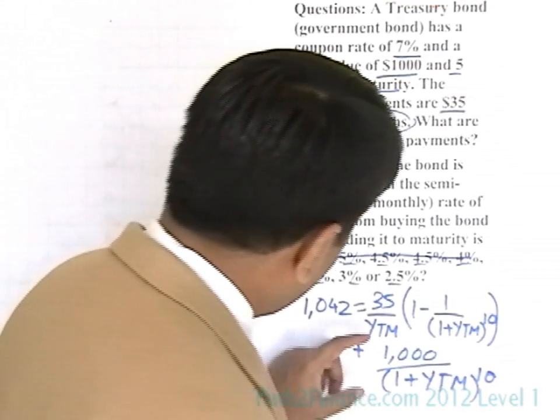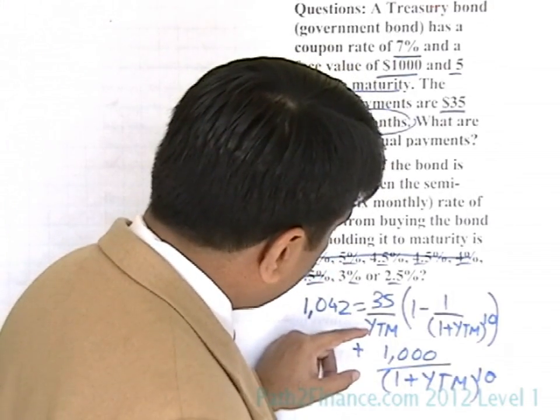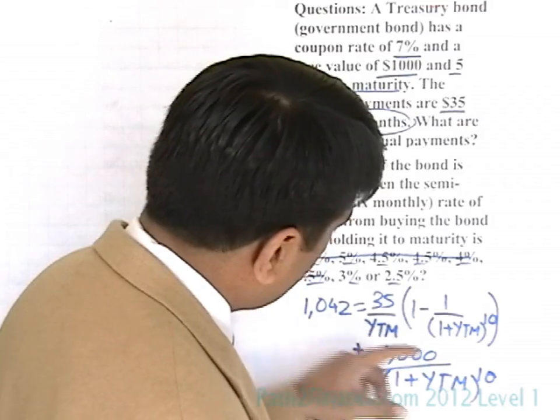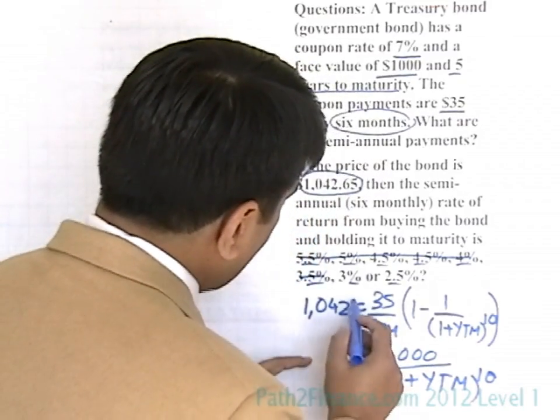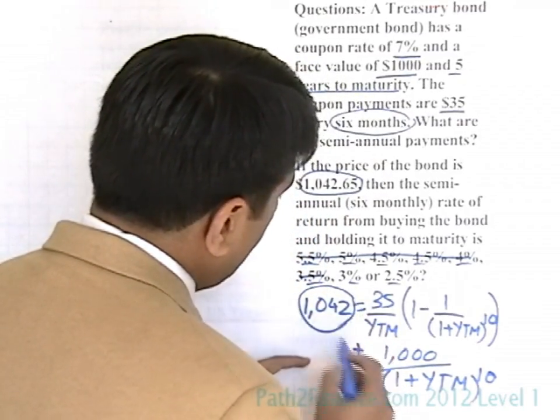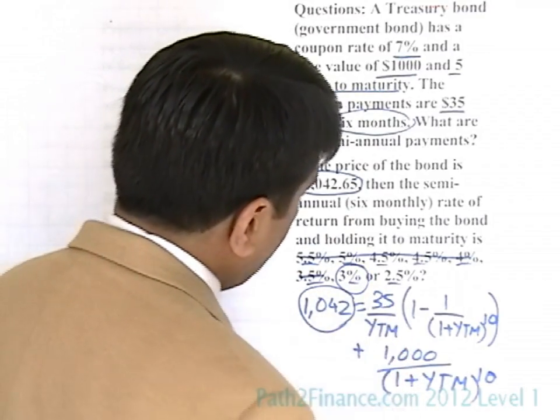So if you substitute 0.03 for yield to maturity in this equation, you'll actually end up getting the price. So the answer is 3%.